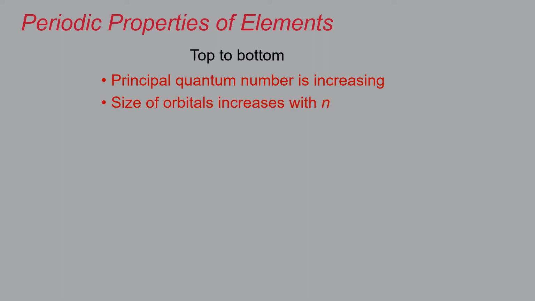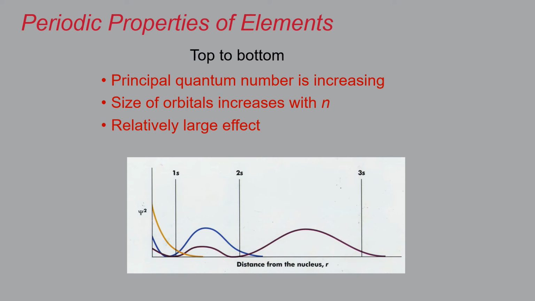A couple lectures ago, we told you that the size of the orbitals actually increases with n. It tells you how big, or I should say electron state, how much bigger they get. And I will say this is a relatively large effect. I will give you this as an example. So here is this graphic here.